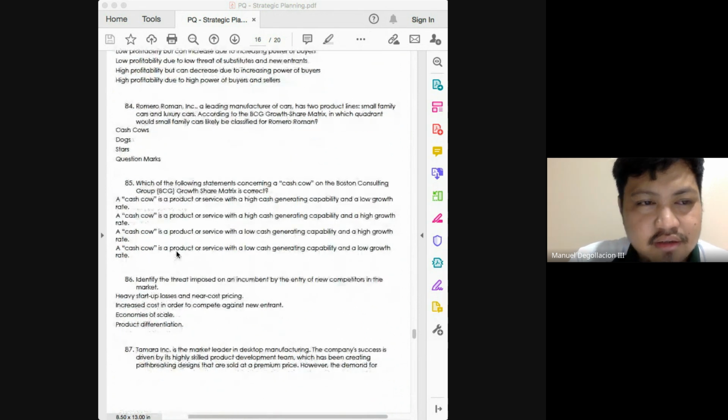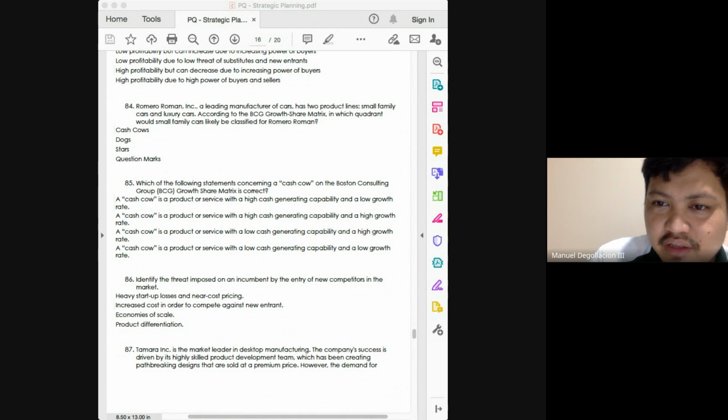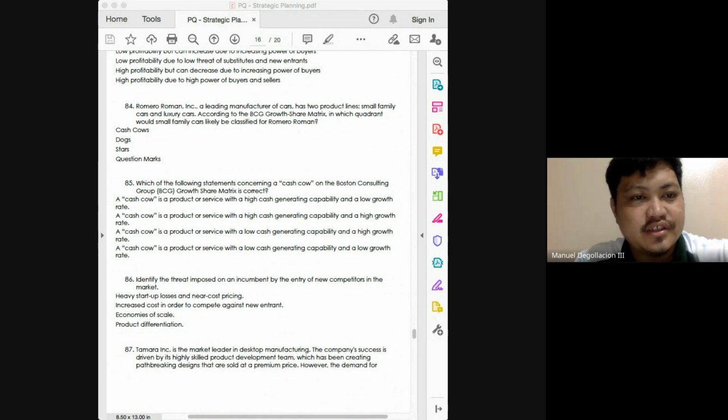Next, which of the following statements concerning a cash cow on the BCG growth share matrix is correct? A cash cow is a product or service with a high cash generating capability and a low growth rate. Okay, so that's definitely the answer. Because of your high market share, you are able to generate high levels of cash.